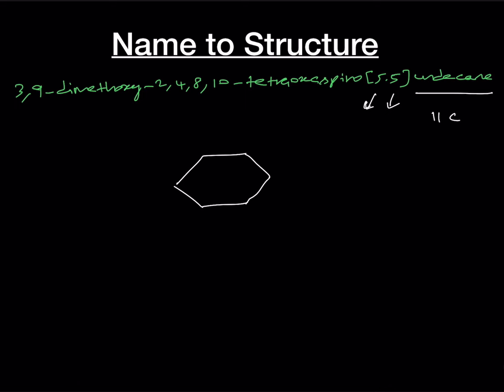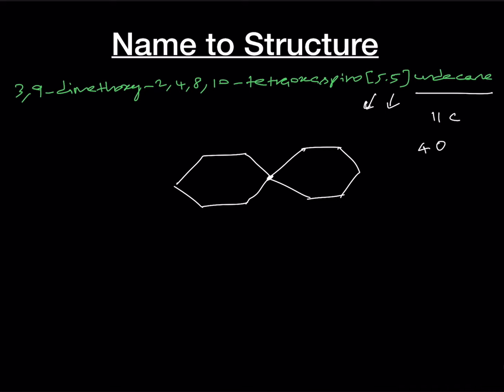Okay, so that's one 6-membered ring. So that's another 6-membered ring. So that's our spiro center. And now we have tetraoxa, 2, 4, 8, 10 tetraoxa. So that simply means that we have oxygen atoms inside the parent chain. We have 4 oxygen atoms which are part of the parent chain. Okay, so therefore that means that not all of them are carbon atoms.